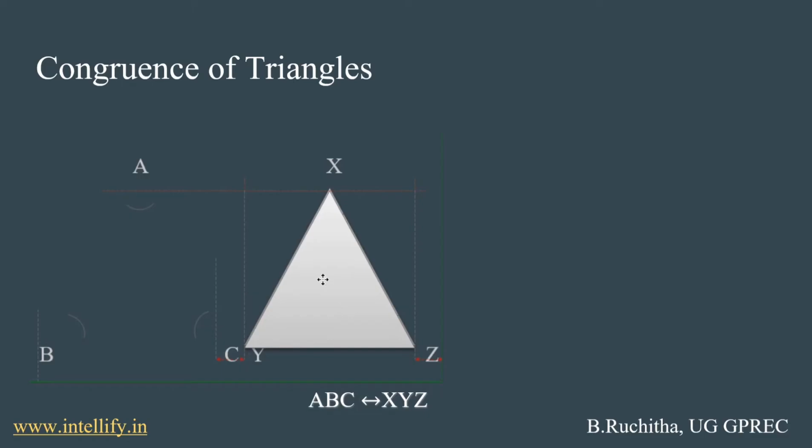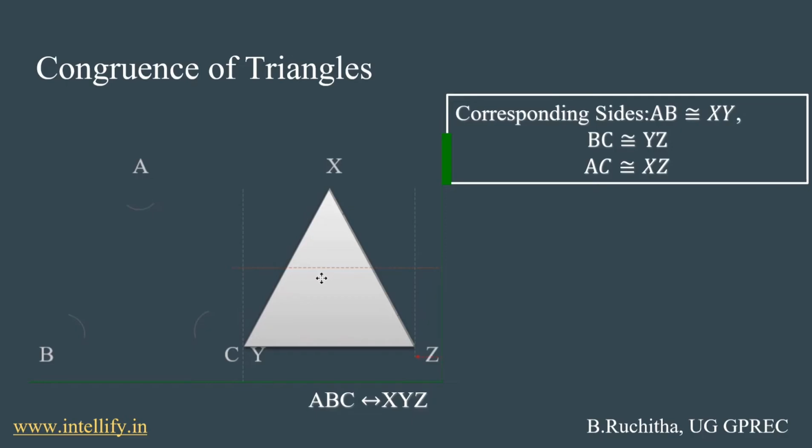And the second one is their line segments should be congruent. If we observe the line segment AB, it is exactly coinciding with XY. The line segment BC is exactly coinciding with the line segment YZ. The line segment AC is exactly coinciding with the line segment XZ. The corresponding sides we can see here.